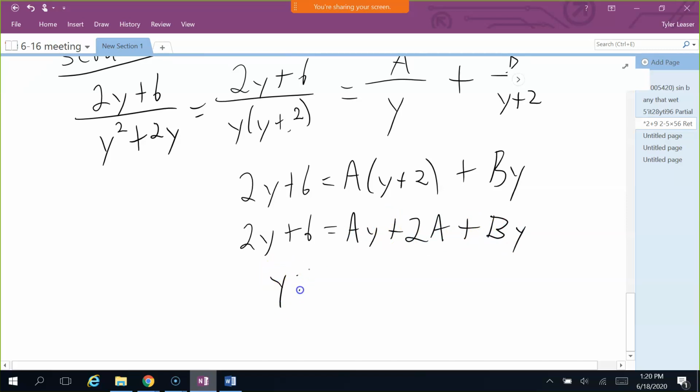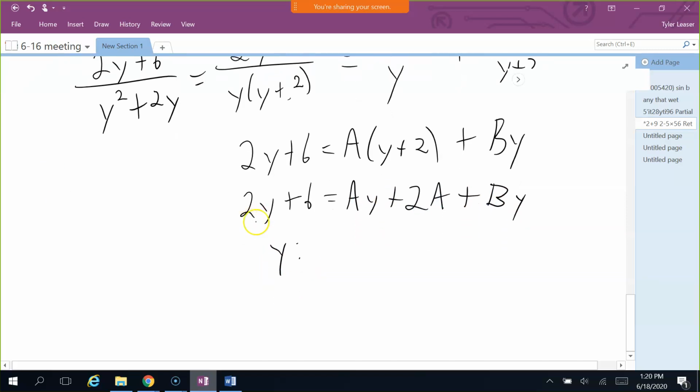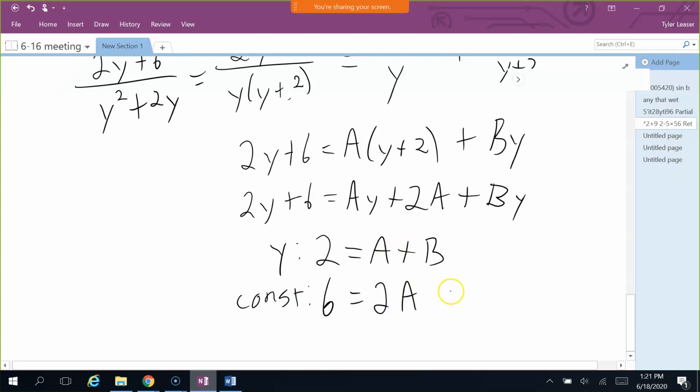So what we need to do is we're going to multiply out these parentheses. Then we have different y coefficients. On the left-hand side, the only coefficient I have on y is a 2. On the right-hand side, I have a y plus by, so a plus b. Then we also have constant coefficients floating around. On the left, I have 6. On the right, the only thing that I have that does not have a y on it is that 2a. So this one gives me a is equal to 3. If I plug 3 into the first equation and subtract it over, it gives me b is equal to -1.